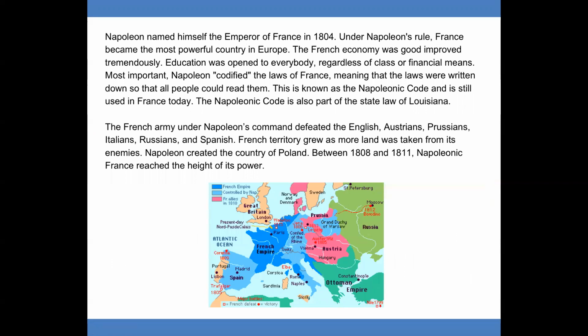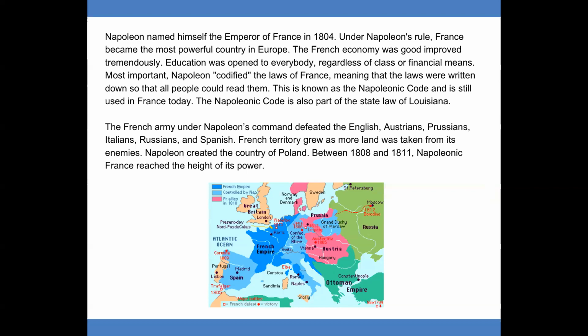Under Napoleon's rule, France became the most powerful country in Europe. The French economy improved tremendously. Education was open to everybody, regardless of class or financial means. Most important, Napoleon codified the laws of France, meaning that the laws were written down so that all people could read them. This is known as the Napoleonic Code and is still used in France today. The Napoleonic Code is also part of the state law of Louisiana.